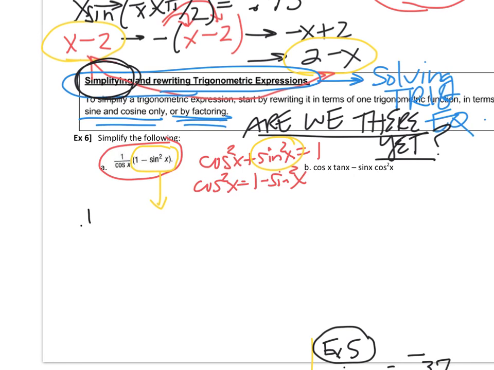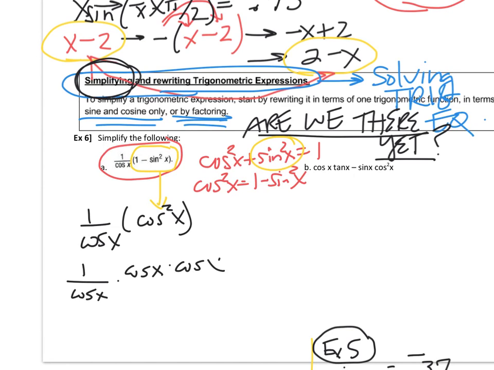So here we go, 1 over cosine of x times cosine squared of x. And what happens here is we get a really nice multiplication problem. So this is going to be 1 over cosine of x times cosine of x times cosine of x. I just wrote it twice.